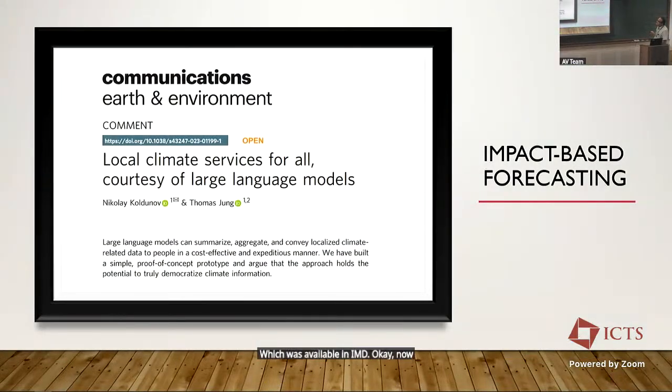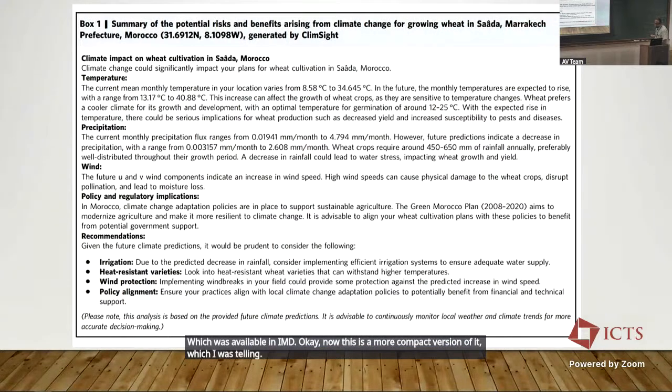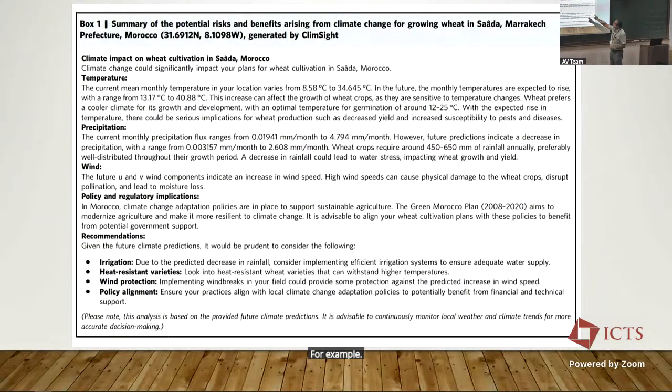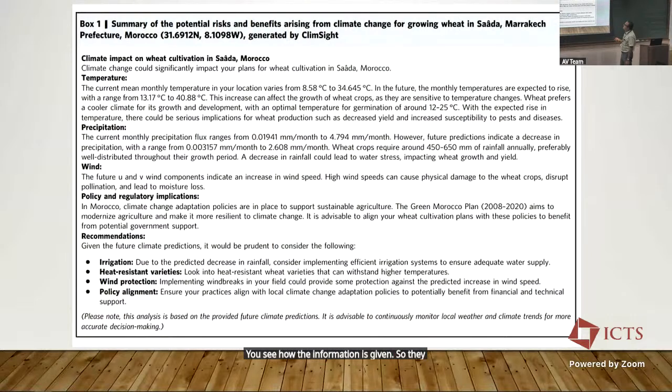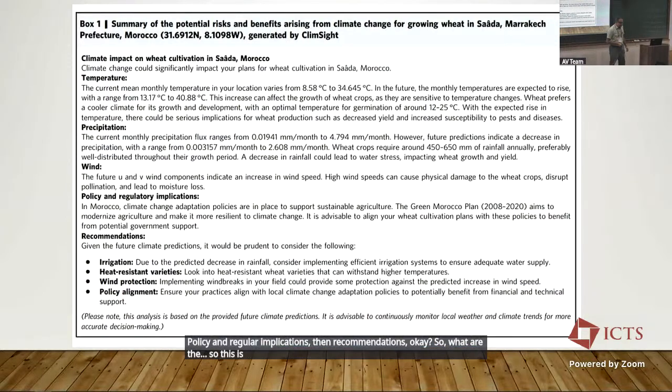Now this is a more compact version of what I was telling. For example, this one uses a large language model. The question is, summarize the potential risk and benefit arising from climate change for growing wheat in such and such places. You see how the information is given: current temperature, precipitation, wind, policy and regulatory implications, then recommendations. So this is based on a language model.